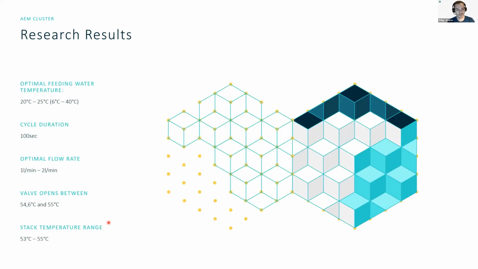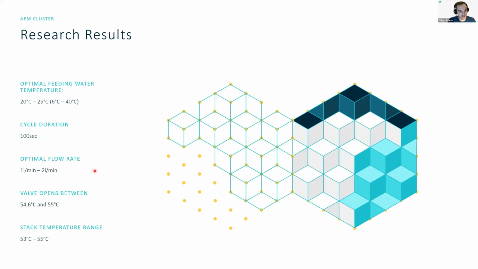So let's summarize again what we found out in our experiments. We have an optimal feeding temperature of 20 to 25 degrees. This temperature can be extended to 6 to 40 degrees. However, it depends on your individual setup, on the efficiency, and also on the components that you're using. For example, the pumps. Please remember that the pumps provide enough pressure, but at the same time are not damaging or overpressurizing the pipes. Please also ensure that your pipes are dimensioned appropriately.